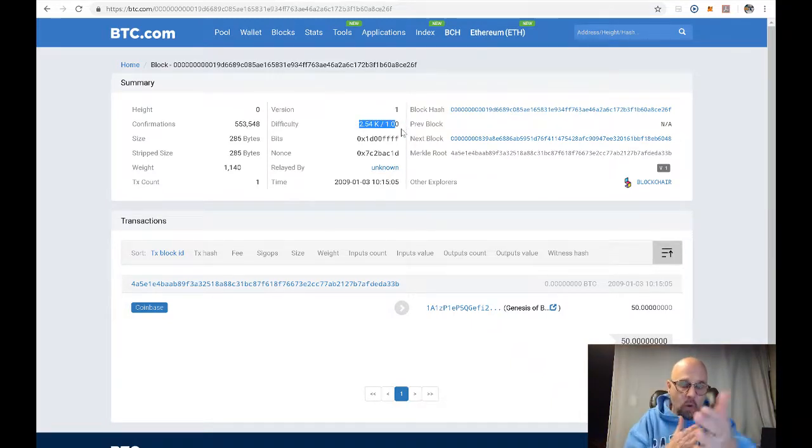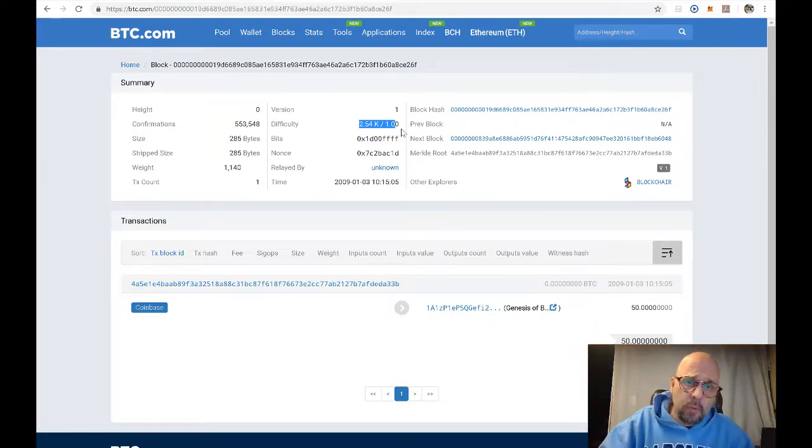Okay? So what we're doing is simply giving a network of computers that are peer-to-peer a math problem and saying, find the answer. And these computers go out and try to find the answer to this math problem and come back and say, I'm it. I win. I mined the block.